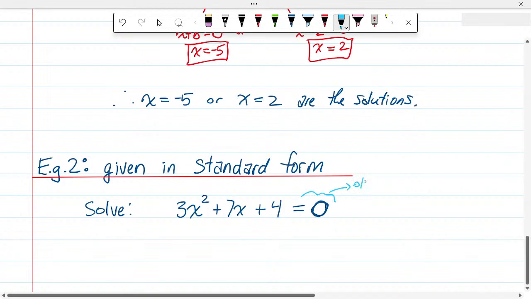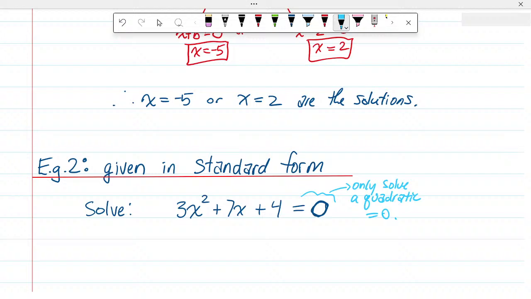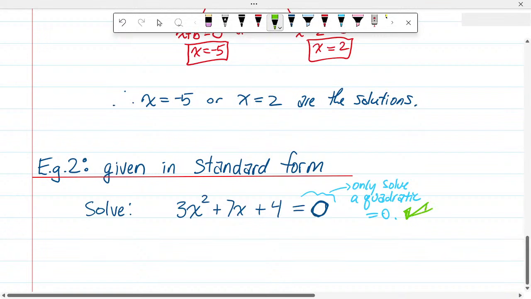Remember, we can only solve when they're equal to what? We can only solve a quadratic equal to 0. So this one is good, right? In the next example, I'm going to say, what do we do if it isn't equal to 0? But we don't have to deal with that yet because this one is equal to 0. So we can look at that and say, check. One check mark is good.